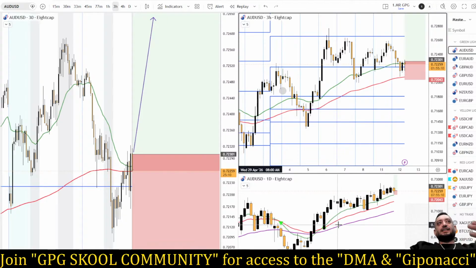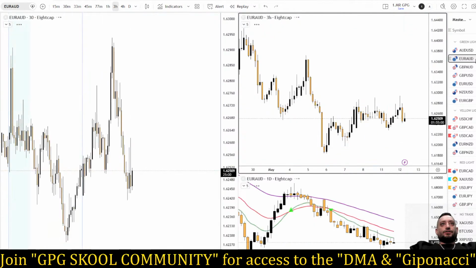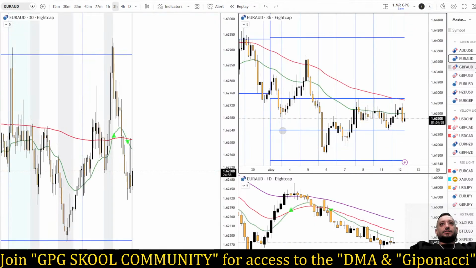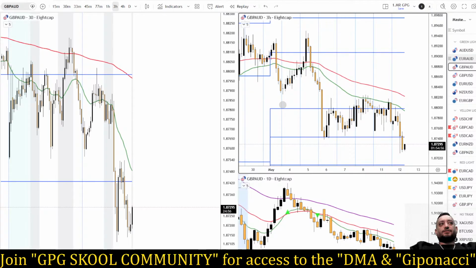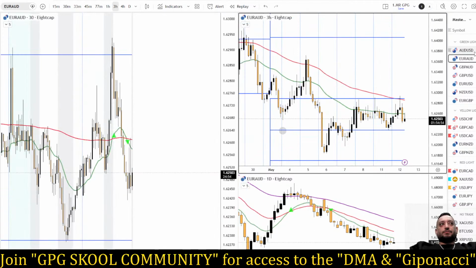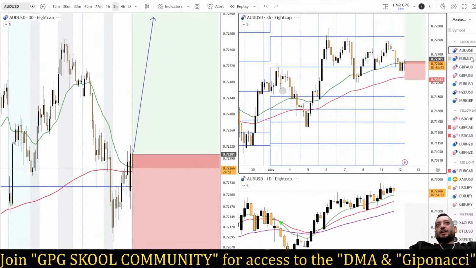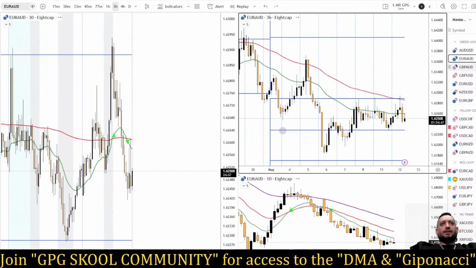Based on daily and 3 hour momentum, as you can see here, and how respectful it becomes to DMA, it puts the pairs into green light. Okay, so if you take a look at Euro AUD and GBP AUD, there's kind of a correlation. All of them are going in the same direction in terms of AUD pairs. However, the Euro AUD and the GBP AUD are not the area of interest for me.